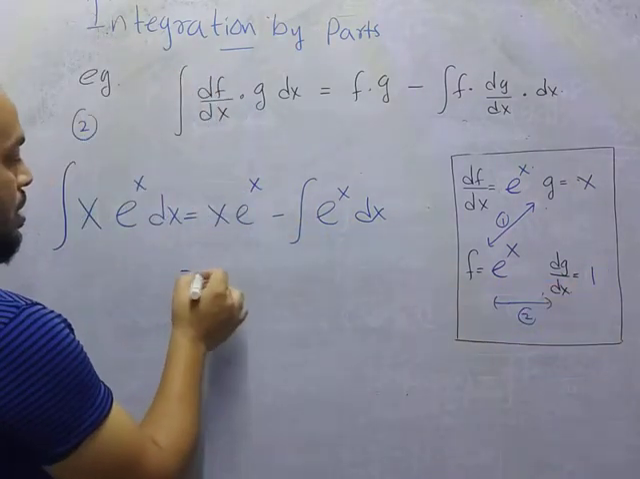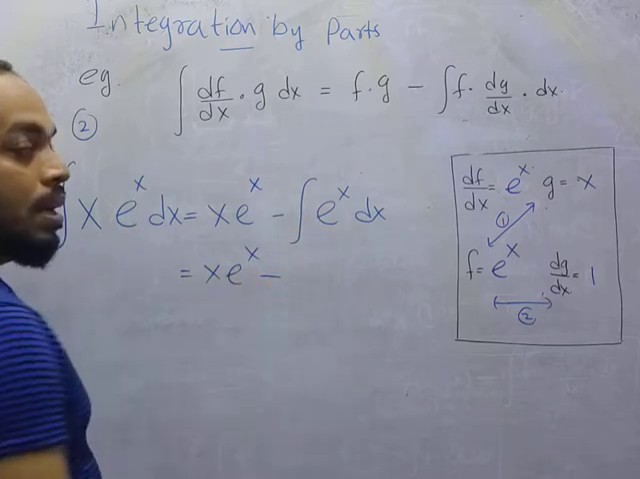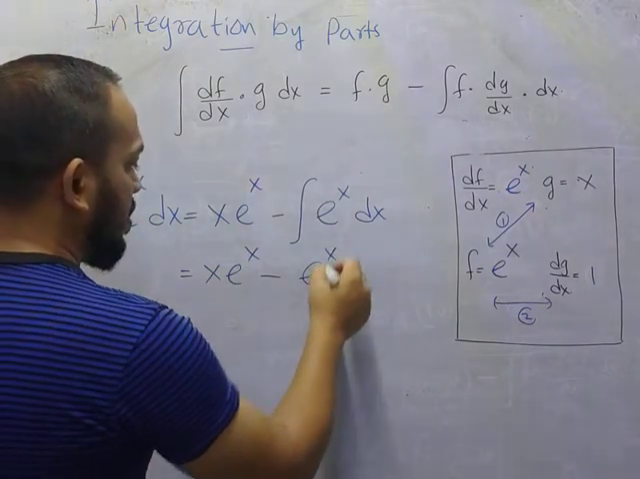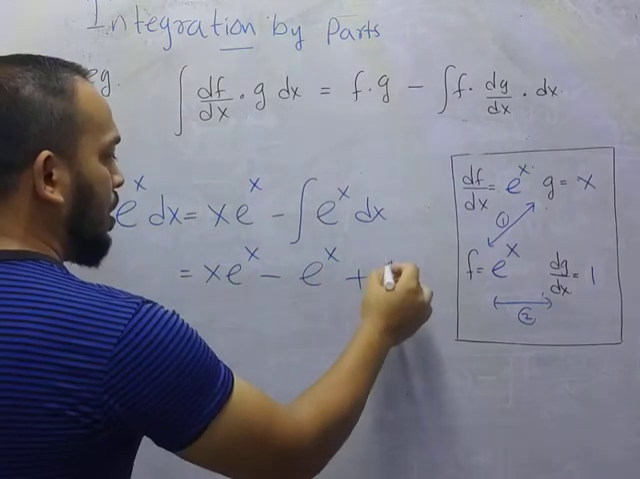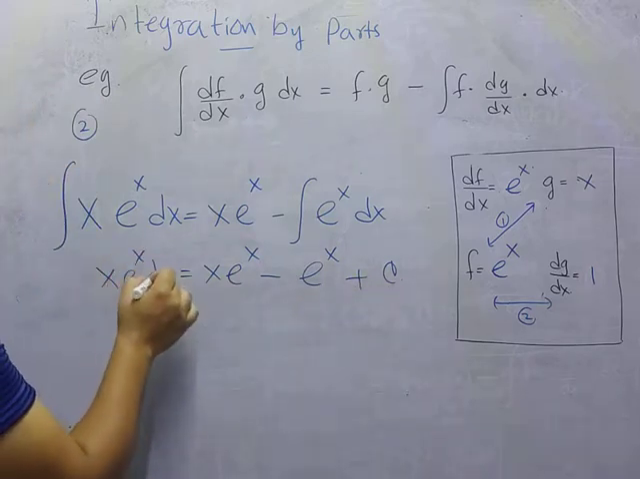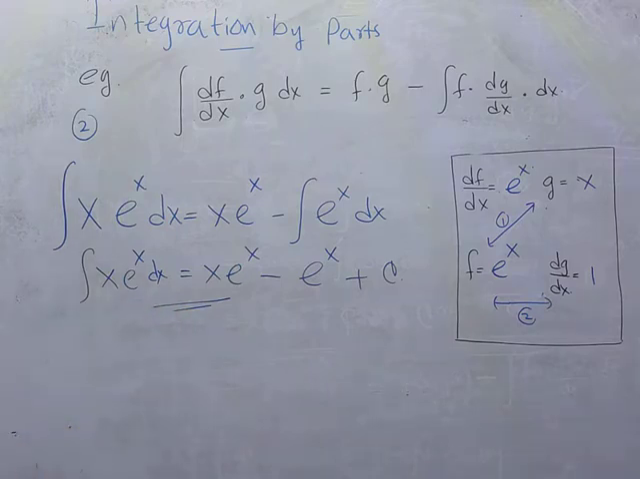Right. So look at this. This is also interesting. Okay. So when you integrate e to the x, the standard integral, that is e to the x. Right. So you have to put integration constant here. This is an arbitrary constant. Right. So this is the second example.